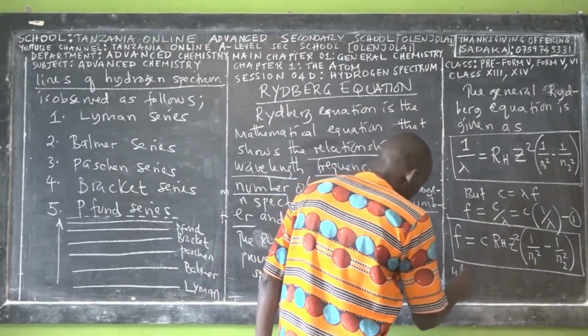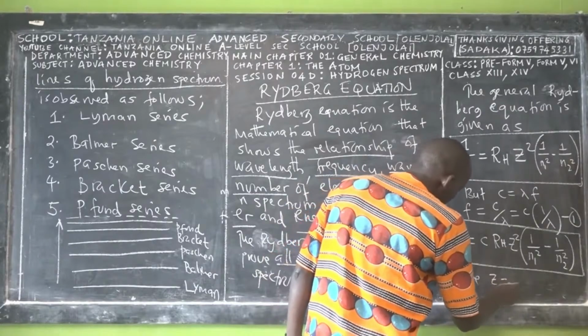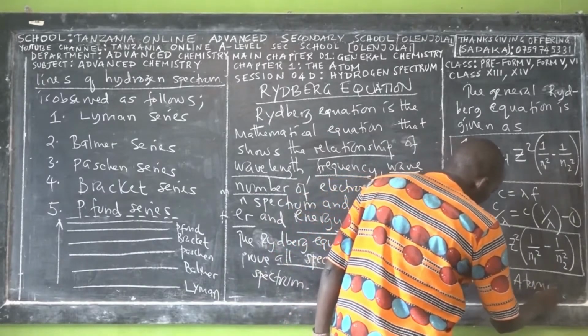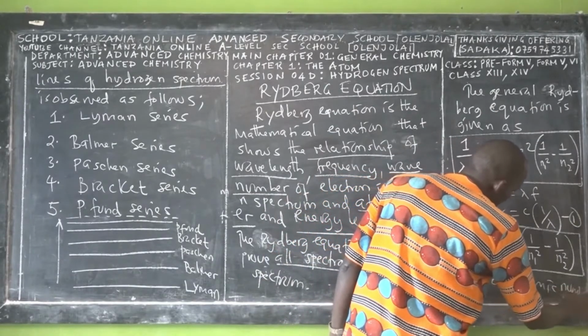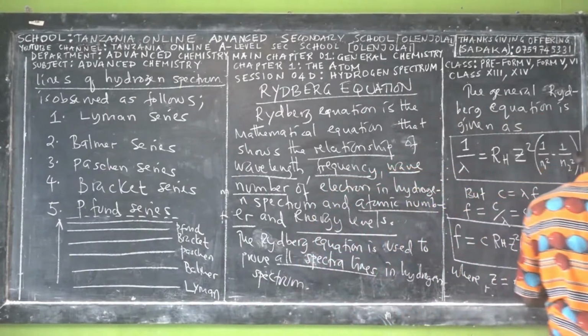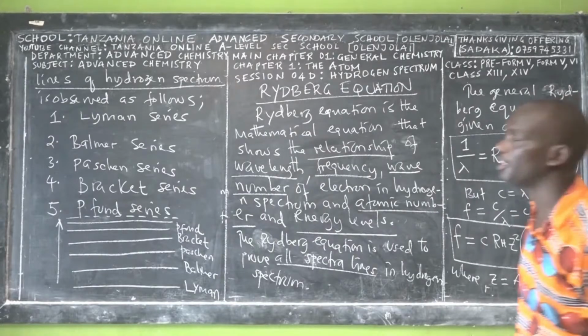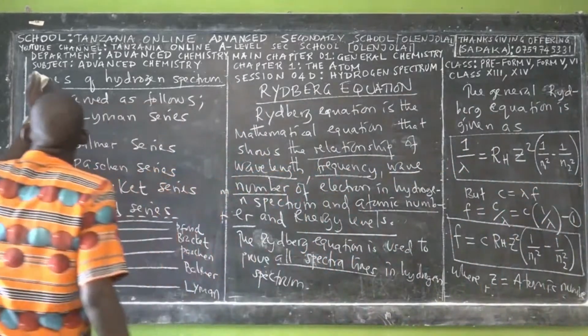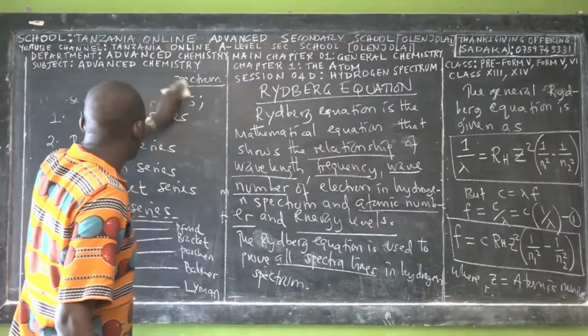Where Z is equal to the atomic number. So this is general, not only for hydrogen, but for any atom or any element in the periodic table. So let us focus now on hydrogen.